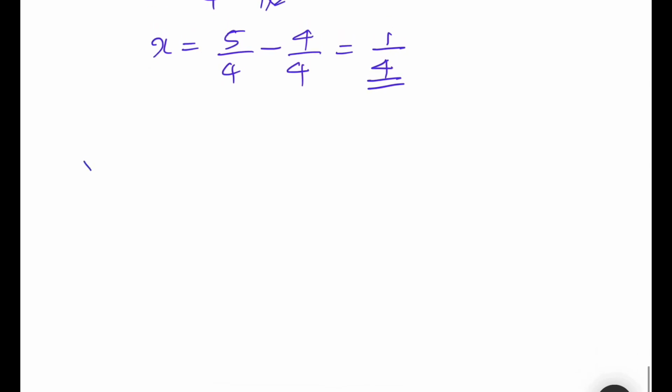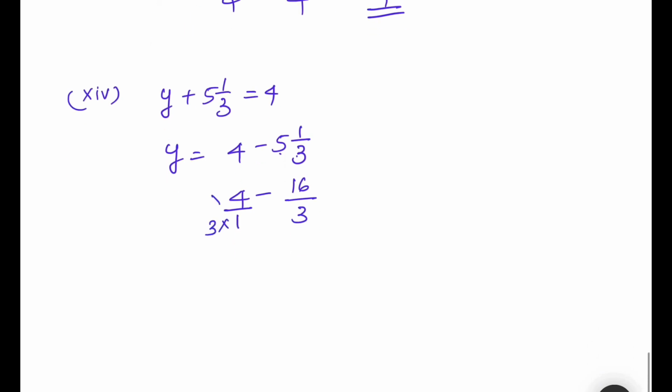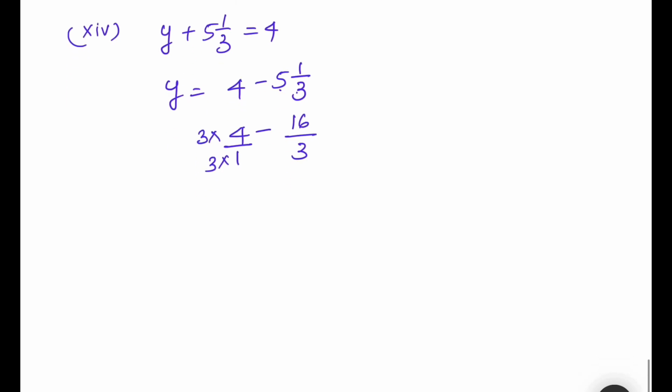Coming to the 14th question, you have y plus 5 1 by 3 equal to 4. y equal to 4 minus 5 1 by 3. So 4 minus 5 1 by 3. 5 threes are 15, 15 plus 1 is 16, 16 by 3. So I have 4 by 1 here. I can multiply by 3 and 3. So what do I get? I will get it as 12 by 3 minus 16 by 3, that is equal to minus 4 by 3. That will be the value of y here.